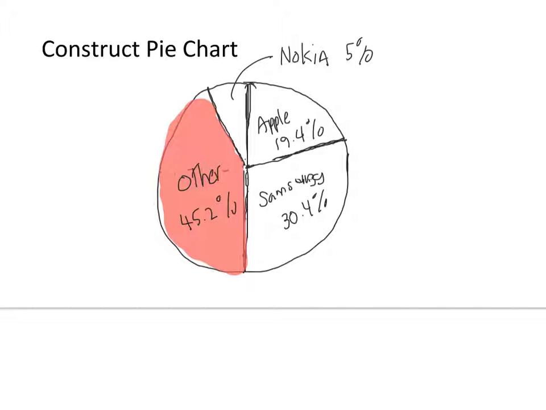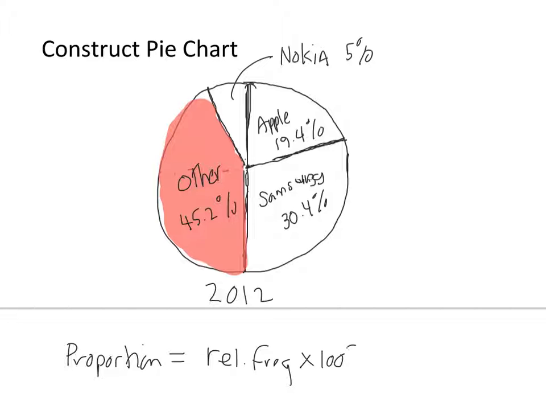The last question that was asked is, what is the proportion of shipments in 2012 that were for Samsung? Well, this is for 2012, right? The proportion is just the relative frequency times 100%, which in this case for Samsung is 30.4%. So that concludes this particular problem.